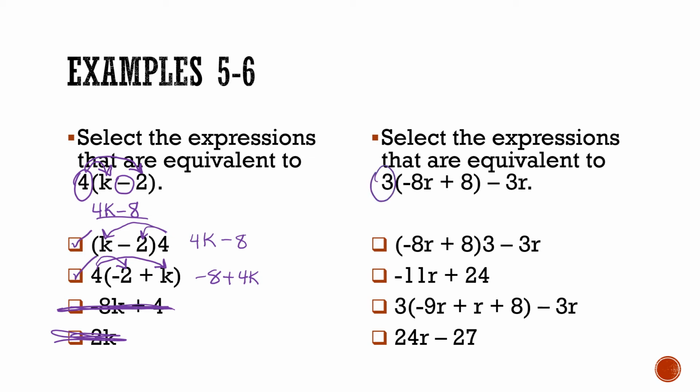Okay, we're going to distribute the 3. So 3 times negative 8r is negative 24r. And 3 times 8 is 24 minus 3r. So we're going to combine our like terms. Negative 24 minus 3r. You've obviously got more negative. And since the signs in front of those are the same, we will add 24 and 3, which is 27r plus 24. And we cannot simplify 27r plus 24 because they're unlike terms.